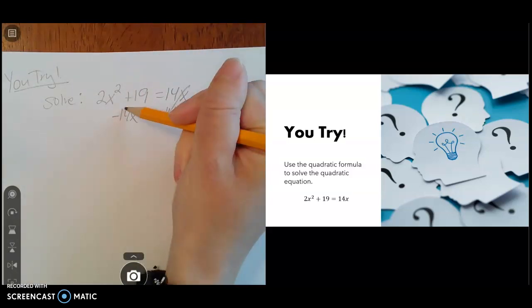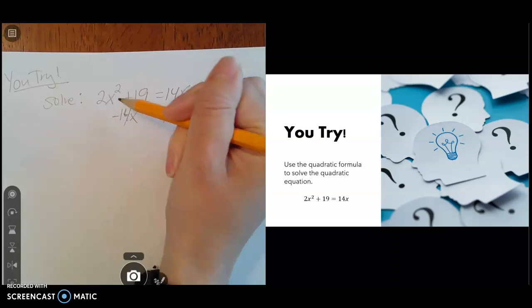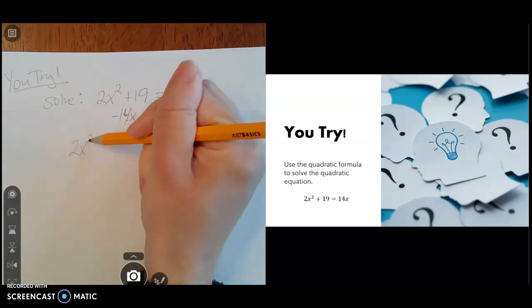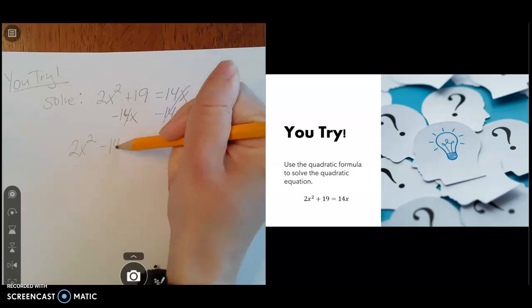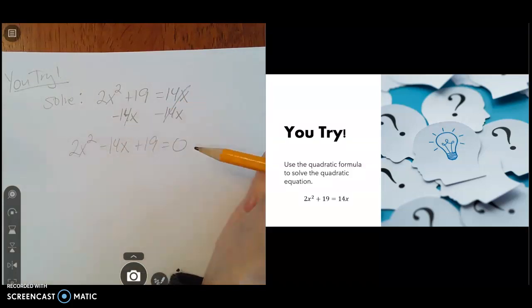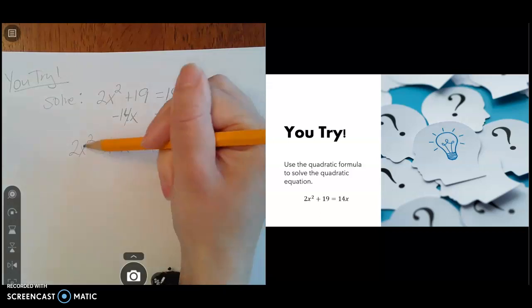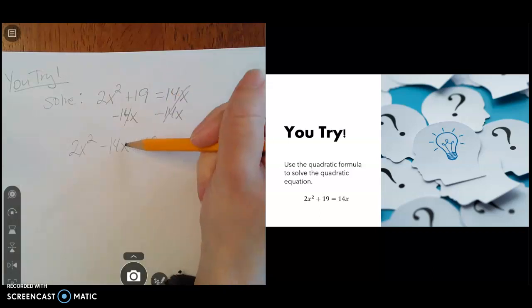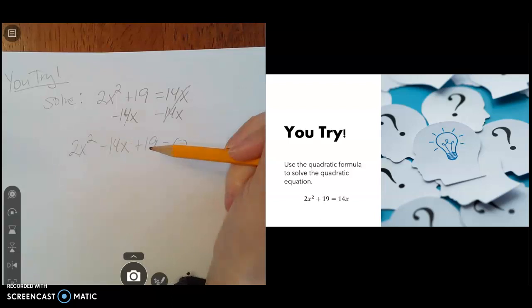When I subtract that over, I am going to put things in order. So I'm going to have 2x squared first, that negative 14x second, and the positive 19 third. So then I'm going from an exponent of 2, x to the first, and no x's at all. So we're going in order, okay?